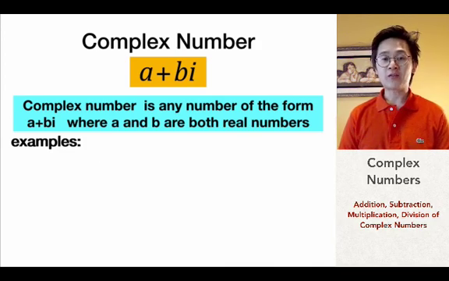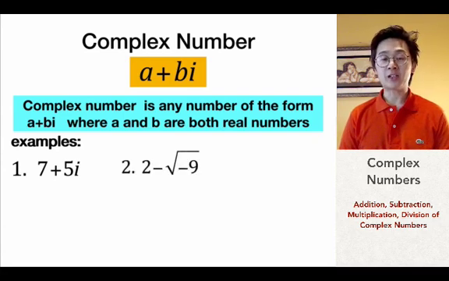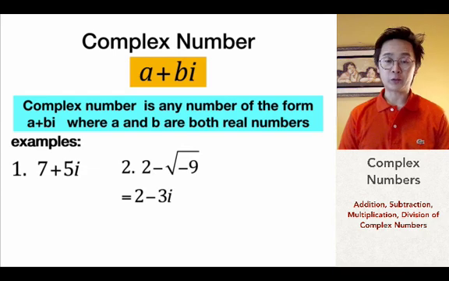So examples of complex numbers are 7 plus 5i, wherein the real part is 7 and the imaginary part is 5i. And we also have 2 minus the square root of negative 9, that, as we know, the square root of negative 9 will simply equal 3i, so we'll have a real part of 2 and an imaginary part of 3i. So we have 2 minus 3i from 2 minus the square root of negative 9.